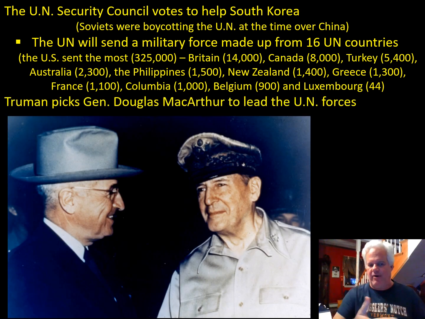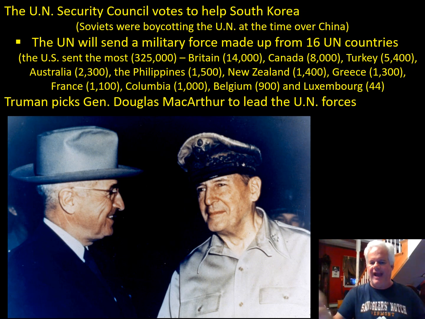Now, since it's mostly an American force, we're going to send an American commander to command the UN forces. President Harry Truman will pick General Douglas MacArthur to lead the UN forces. This is the same Douglas MacArthur who led the famous fight in the Philippines in World War II, I Shall Return, who returned back in 1944, coming ashore.